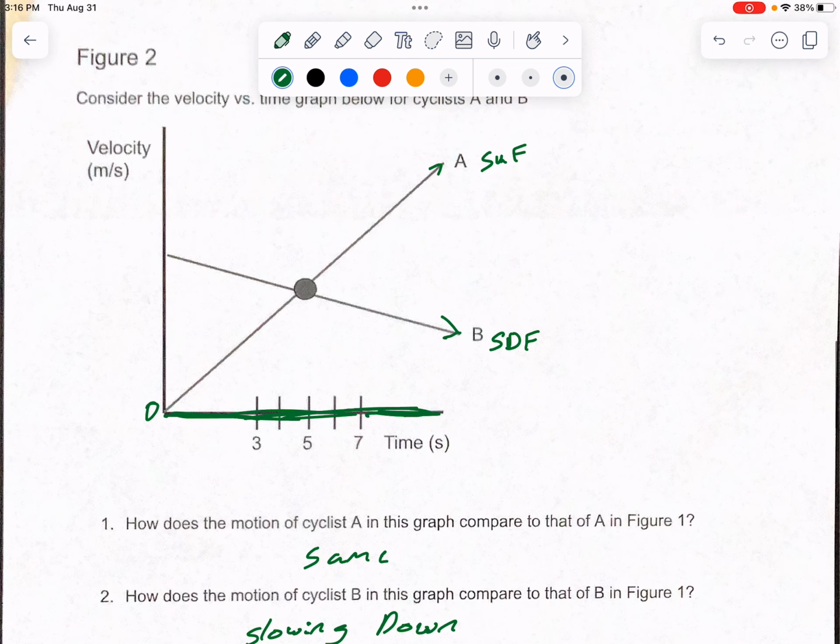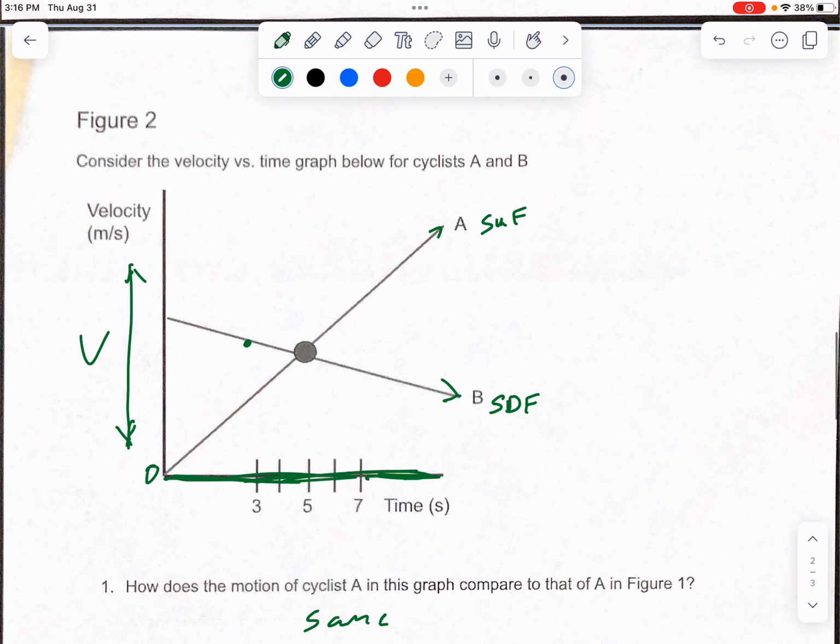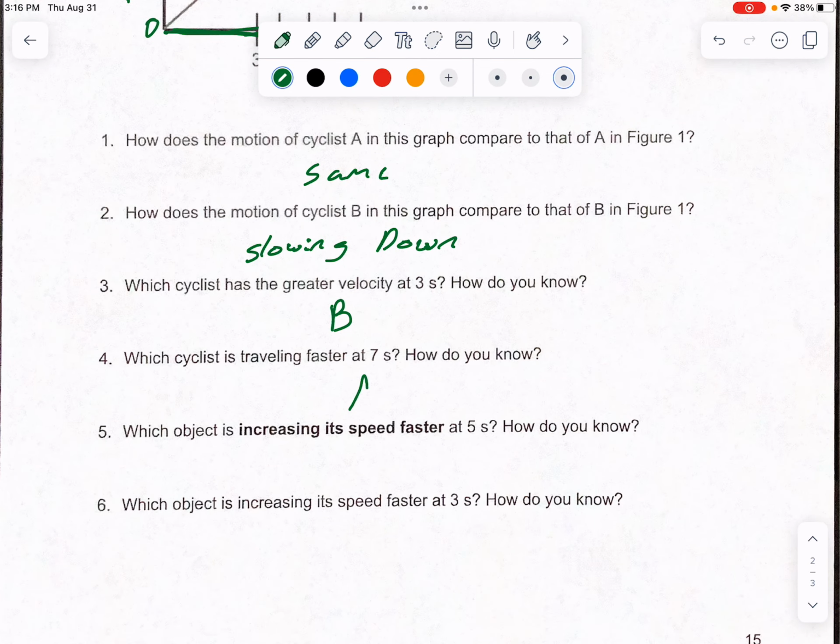Number 3, which cyclist has the greater velocity at 3 seconds? Again, remember, your y-axis is your velocity. So at 3 seconds, who's higher? That's going to be B. Even though it's slowing down, at 3 seconds, B has a higher velocity than A. Number 4, which cyclist is traveling faster at 7 seconds? At 7 seconds, that is definitely going to be A.